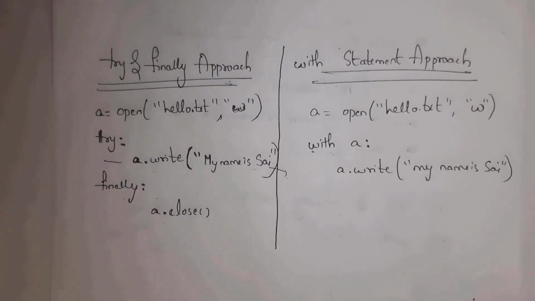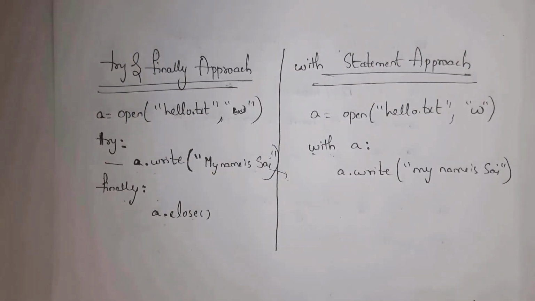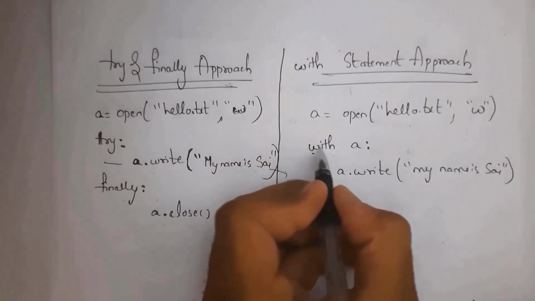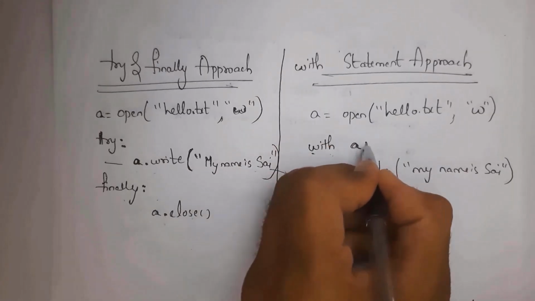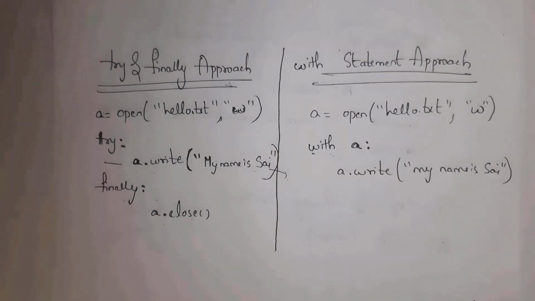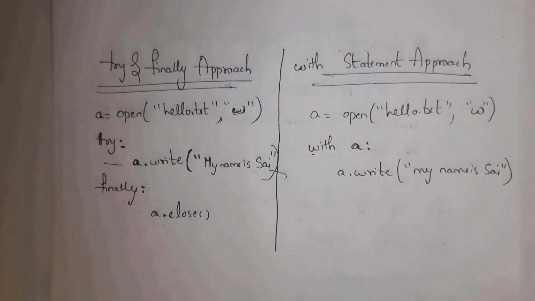Next I will explain with statement approach. I written a equal to open hello.txt in write mode. This is with statement approach. So I took here with, this file is present in object A. So I written here with A, give colon. Inside this I written a.write, my name is Sai. With statement will automatically close my file. So there is no need of writing a.close.